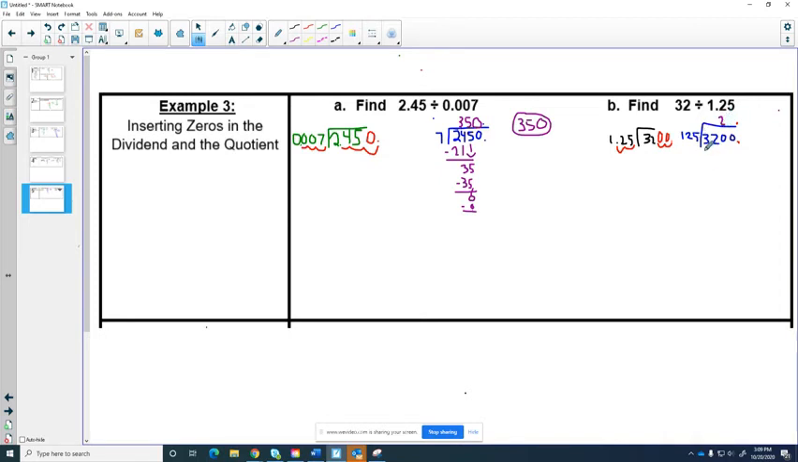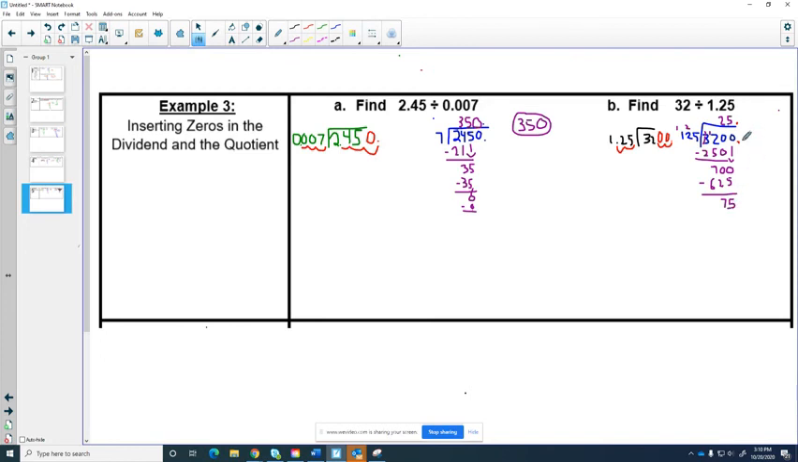So 2 times 125 is 250. And we're going to subtract 320 minus 250, and we get 70. And then we're going to bring the 0 down because 125 can't go into 70. So now we have 700. And 125 can go into 700 5 times. 5 times 5 is 25. Carry my 2. 5 times 2 is 10. 11 and 12. Carry my 1. 5 times 1 plus 1 is 6. And we have 700 minus 625, which is 75.